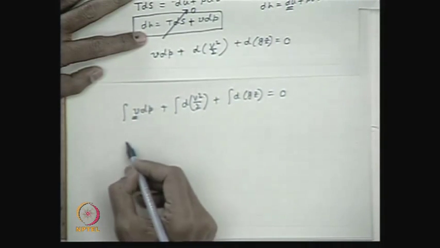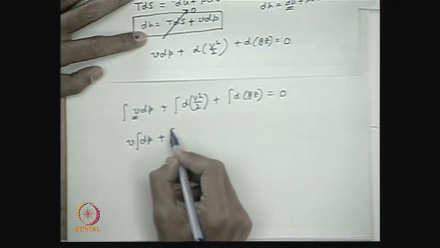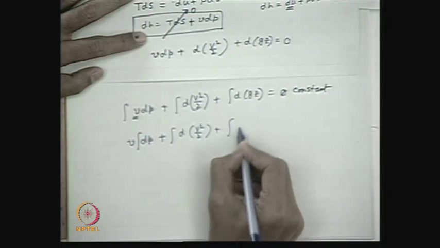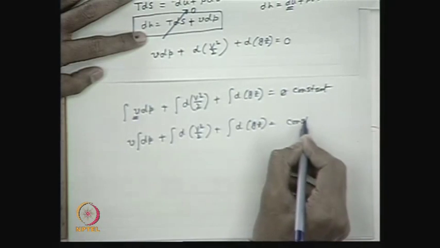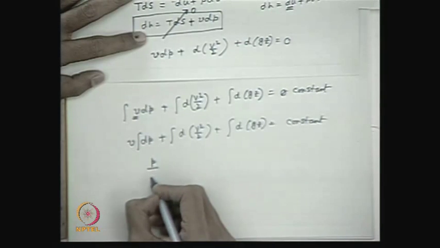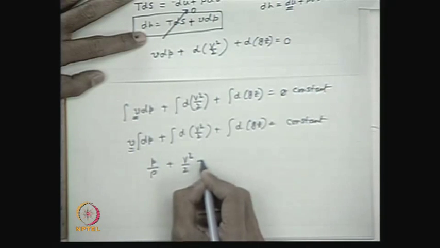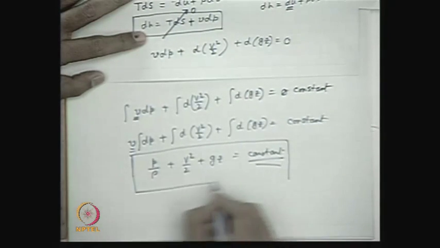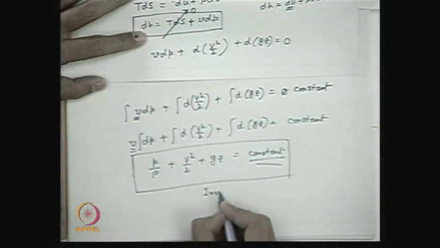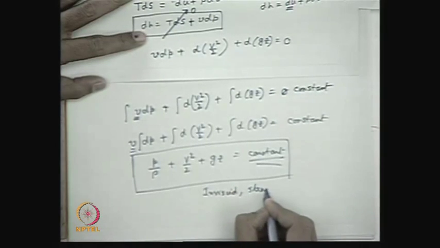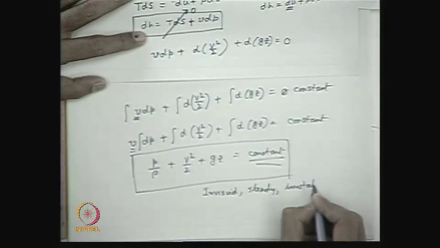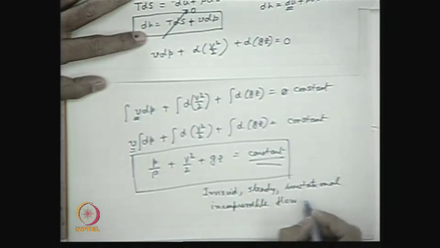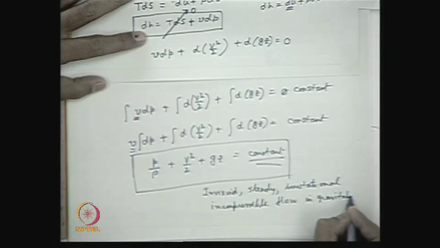If we put in incompressibility, V comes out of the integration as constant, and we get V times the integration of dP plus v square by 2 plus the integration of d of gz is equal to a constant. So, after integration, we can write p by rho, since V is 1 upon rho, plus v square by 2 plus gz is simply constant. And this is constant throughout the flow field. This is simply the mechanical energy equation for an inviscid, steady, irrotational, incompressible flow in a gravitational force field.